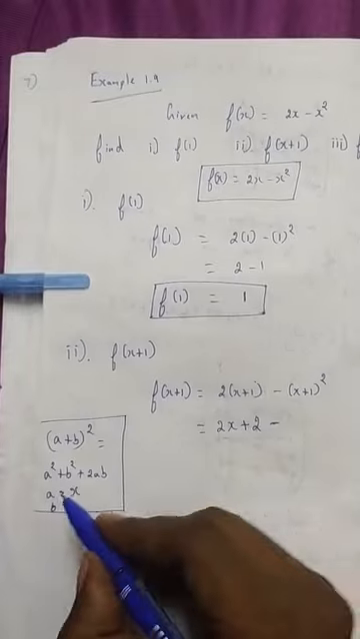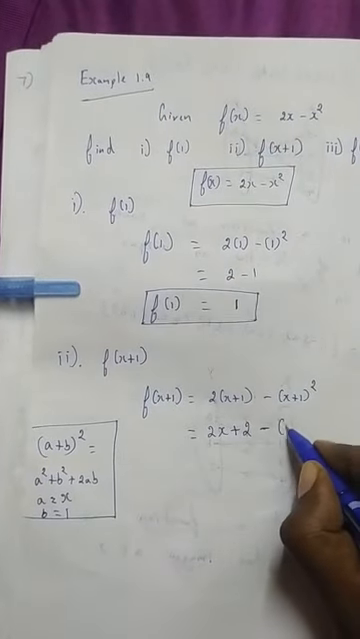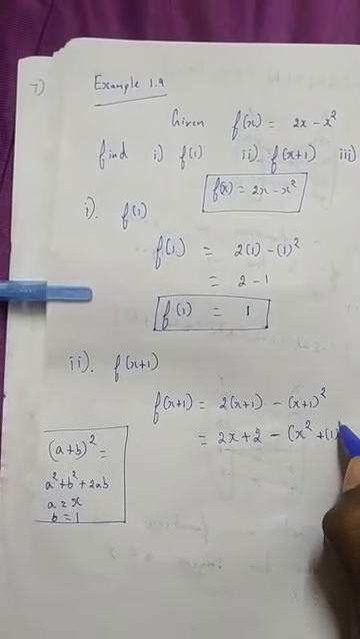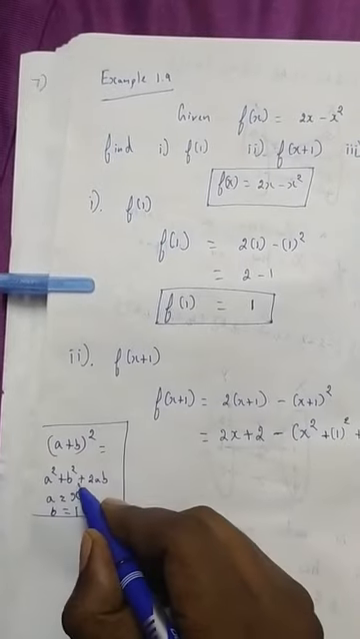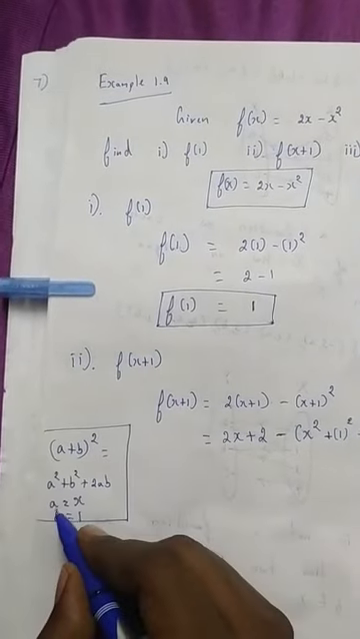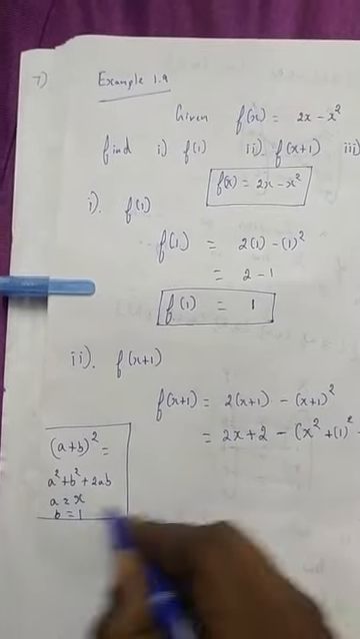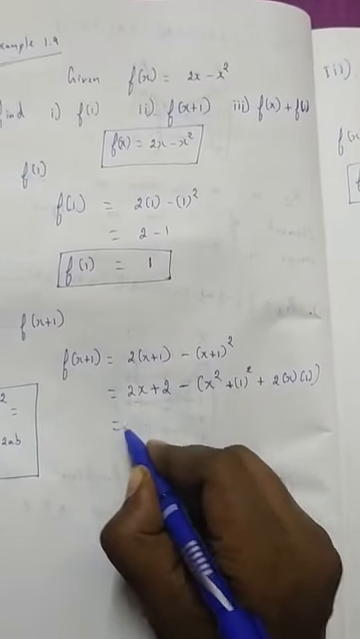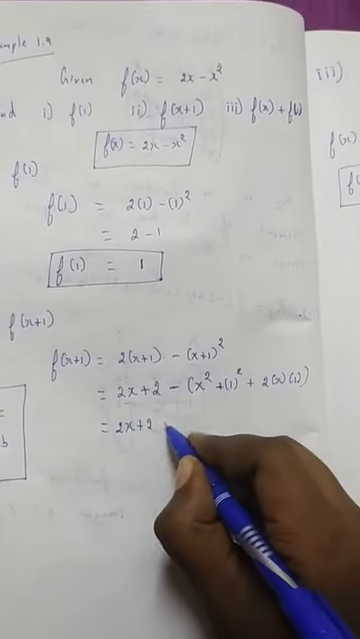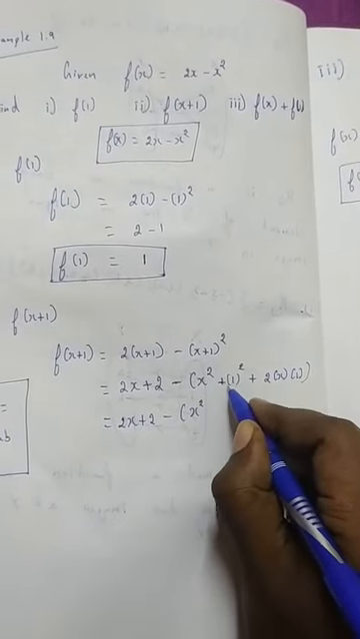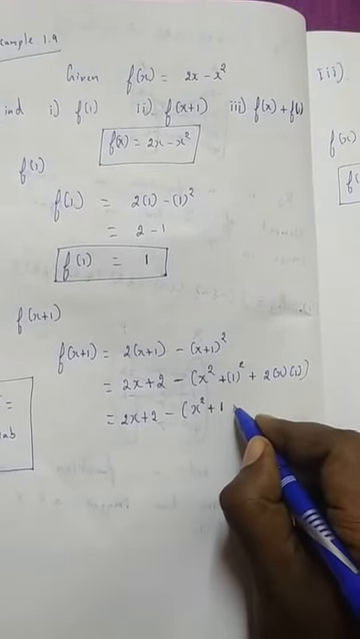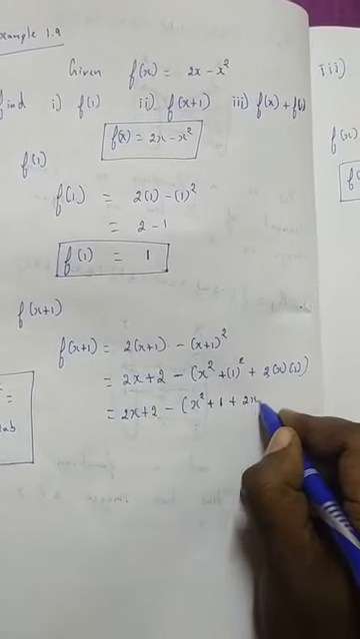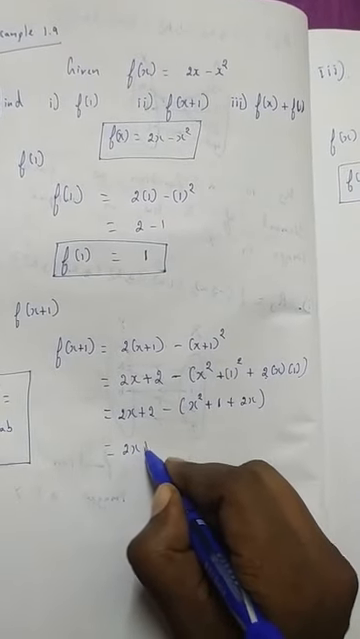So we have to substitute: a square, which means x square, plus b square. What is b? 1. So plus 1 square plus 2 into a into b. 2 into what is a? x. What is b? 1. Right? So now we have to simplify. This 2x plus 2 minus, x square, plus 1 square is what? 1, plus 2 into x into 1. 2 into 1 is 2, 2 into x is 2x, right? So now the same 2x plus 2.